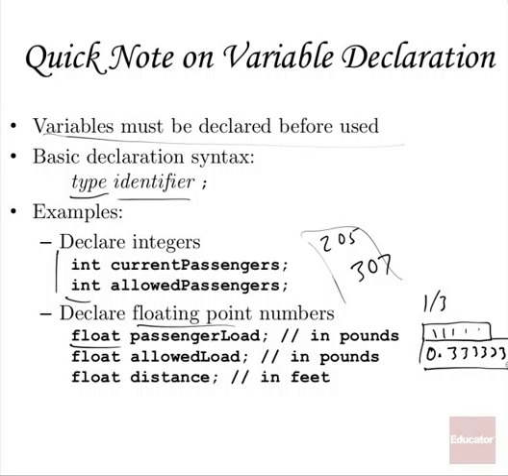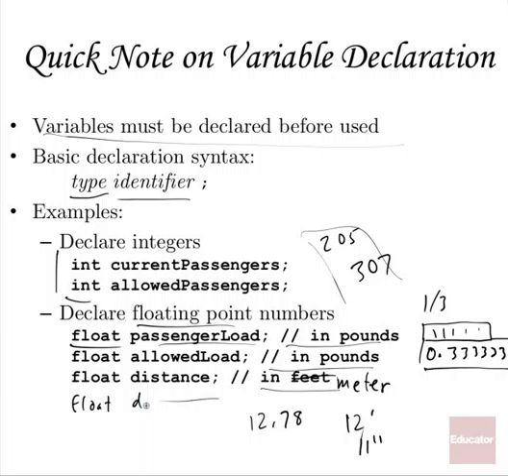So here's a few examples. Passenger load in pounds is documented. The allowed load in pounds is also documented. And distance in feet. So you can have a distance of 12.78. If you don't have feet and inches, maybe it would have been better if we made this meters, because that way everything can be decimal. Because when things are in feet, you expect it to be 12 feet and 11 inches. You would have to have another variable for distance in inches, and then your comment there would say it's in inches. But if we say it's in meters, we can use decimal points much more easily.